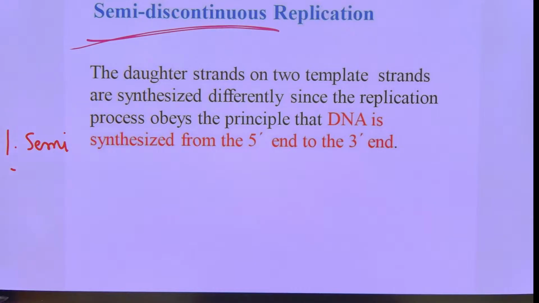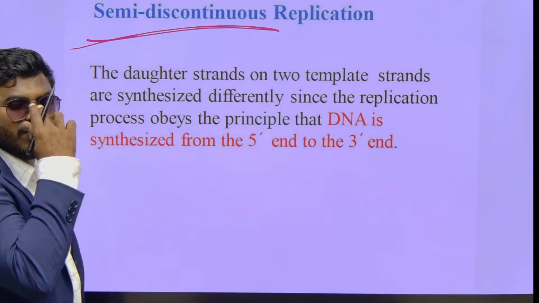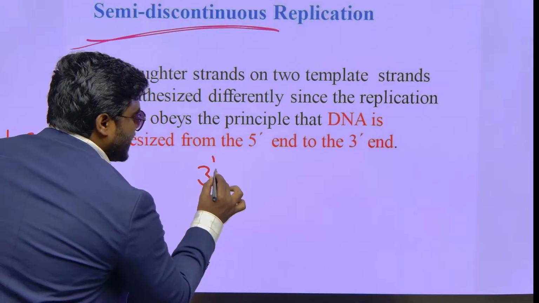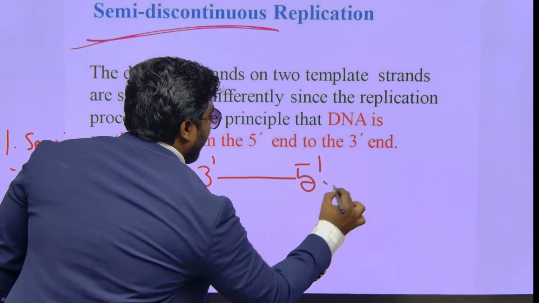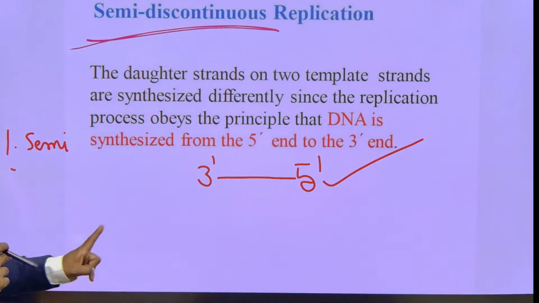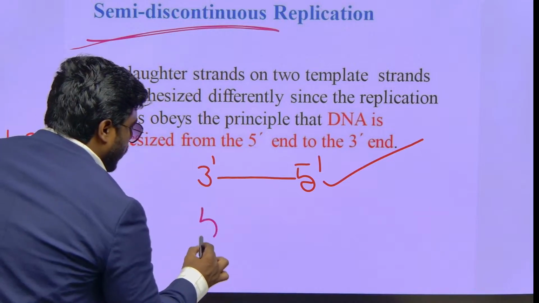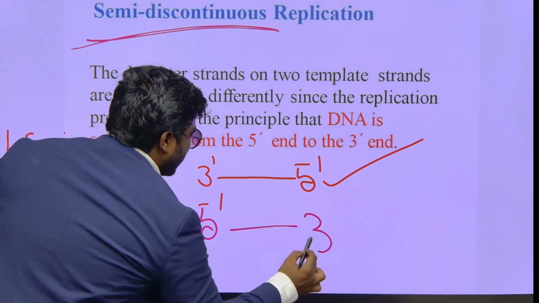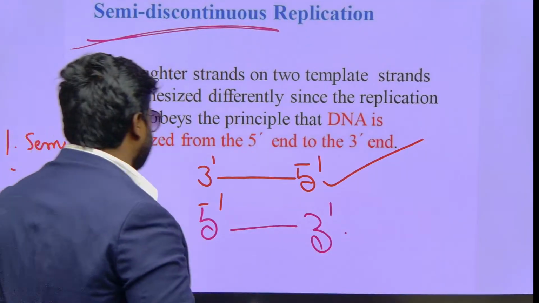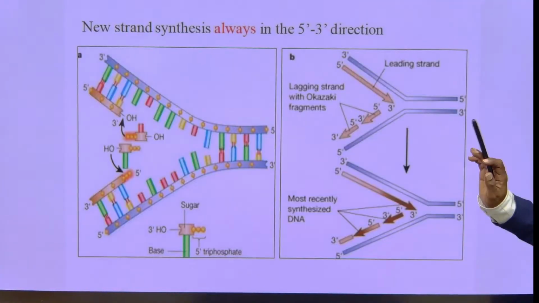First of all, just now we discussed one thing very clearly. DNA polymerase enzyme reads the parent strand only in 3 prime to 5 prime. This is very clear. According to the rules of DNA replication, the daughter strand has to be synthesized compulsorily in the 5 prime to 3 prime direction only.